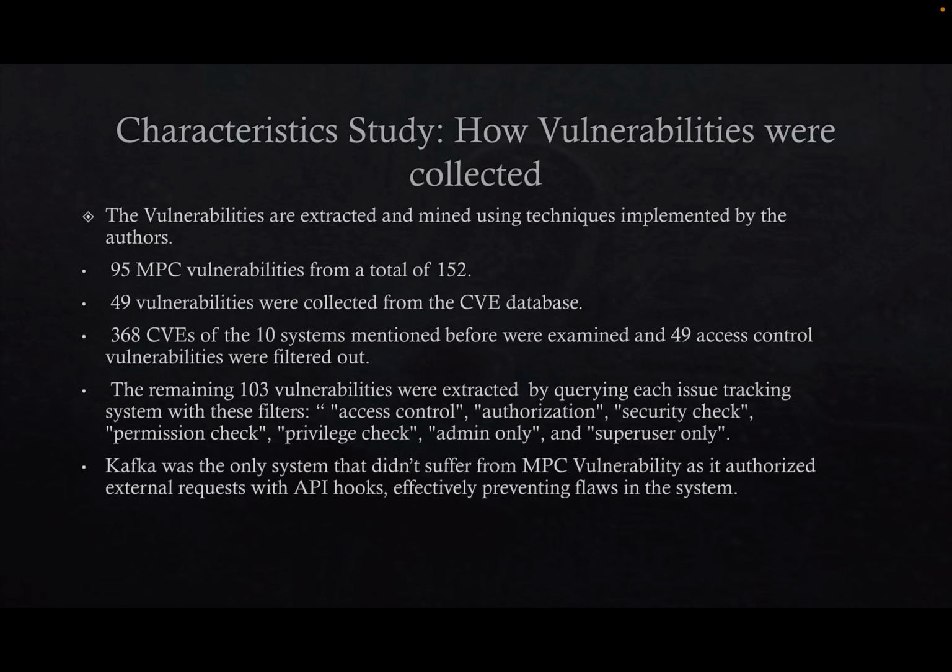The remaining 103 vulnerabilities were extracted by querying each issue tracking system with filters like access control, authorization, security check, etc. There was only one system that didn't suffer from any MPC vulnerability, that was Kafka, because it authorized external requests with API hooks, effectively preventing flaws in the system.